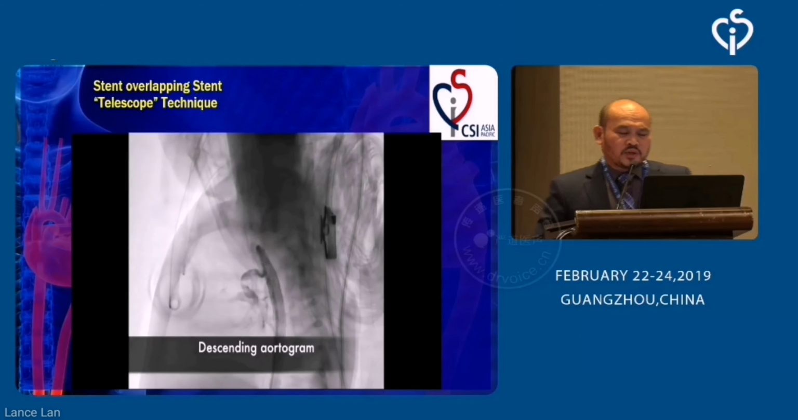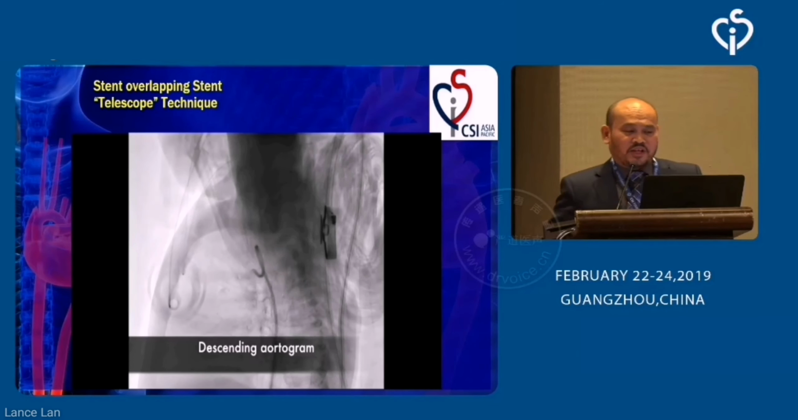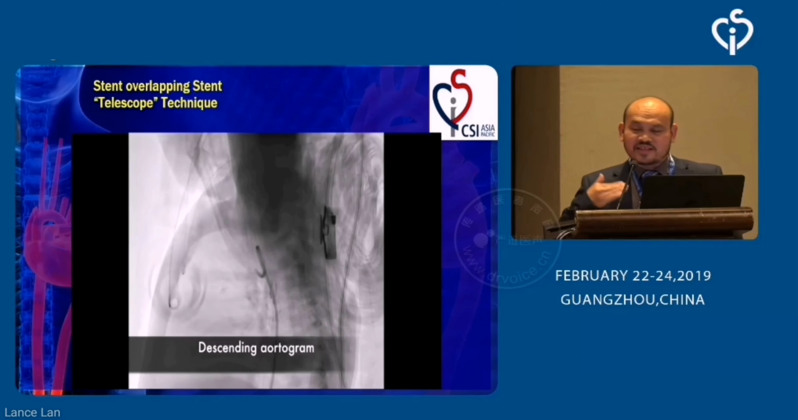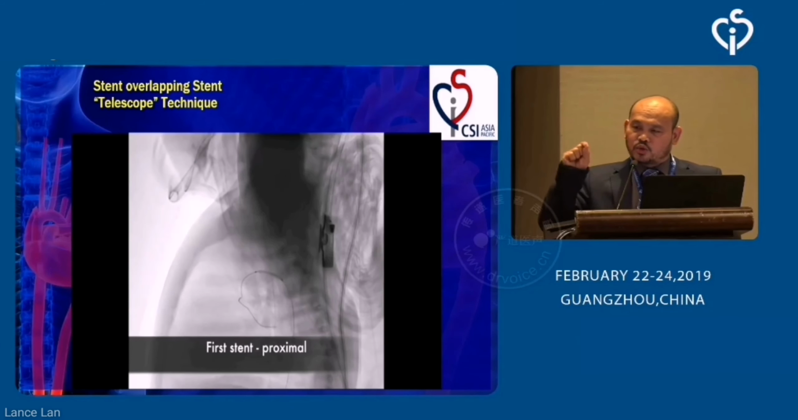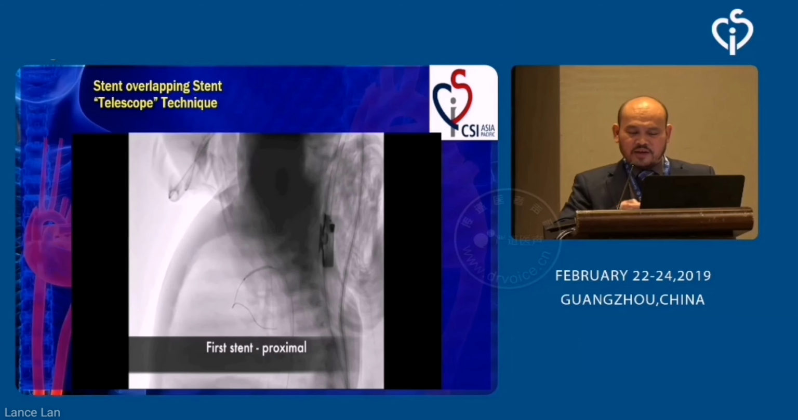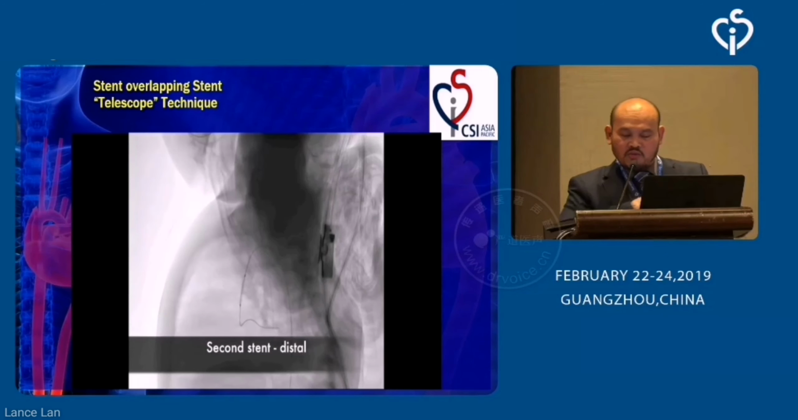So this one, we do a telescope stenting of the PDA, overlapping stent over stent. If you notice the aortogram, there are two constrictions. So we prioritize the proximal side. We did a stent on the proximal side, and we telescoped the distal stent, with almost 1/3 of the distal stent overlapping the proximal stent.